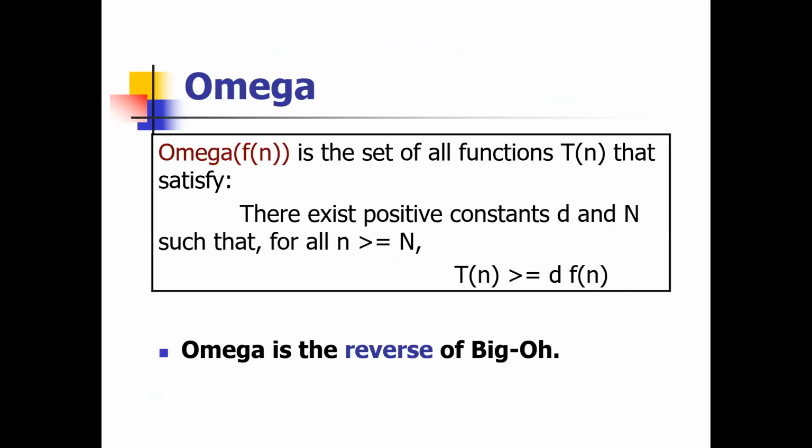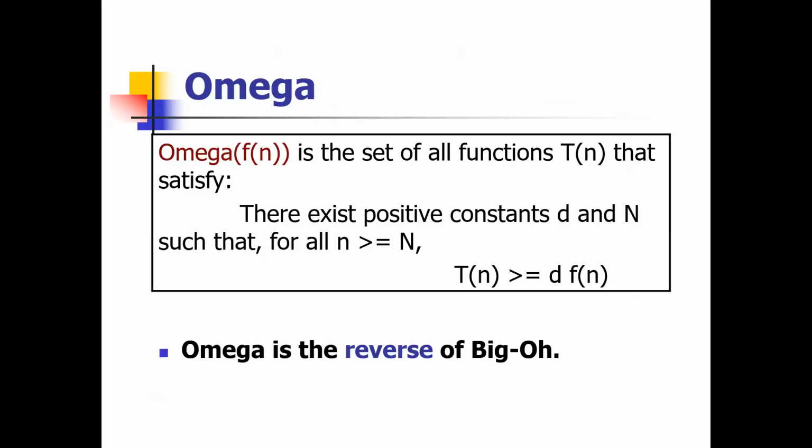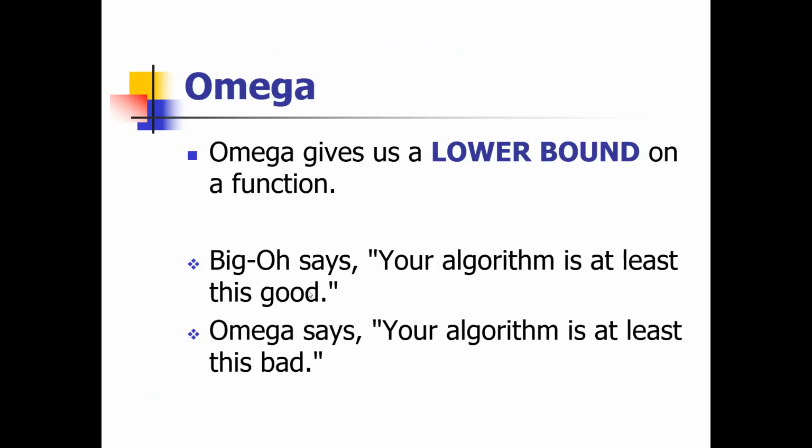What we look at now is omega, a set of all functions T of n that satisfy this. So it has all this definition, but there's a simpler way to look at it. Omega gives us a lower bound on the function. Remember, big O gives us an upper bound, that's the worst it could be. Omega gives us a lower bound. It tells us the best it could be.